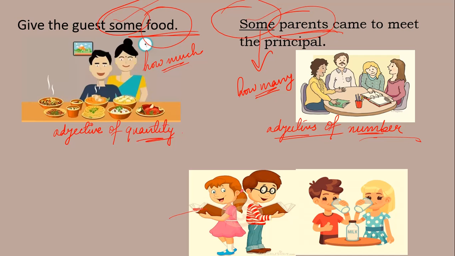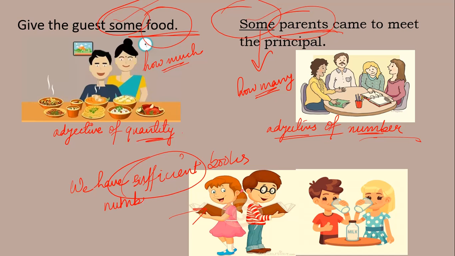So here, books. See the sentence, we have sufficient books. Here sufficient will be used as an adjective of number because we can count books. But if I say, we have sufficient milk, in this sentence sufficient will be used as adjective of quantity.